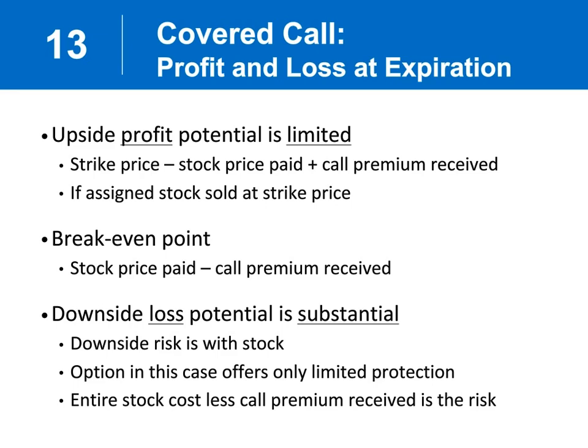So your maximum potential would be for the stock price to move up to the strike price and have a gain, plus the call premium received be additional gain. That would happen if you're assigned and you sell your stock at the strike price. As we said earlier, the break-even point is also lowered. If the stock moves down by the amount of the call premium, you will break even. Your loss on the stock will equal out the gain on the call, and that's where your break even will be. Downside loss is termed substantial.